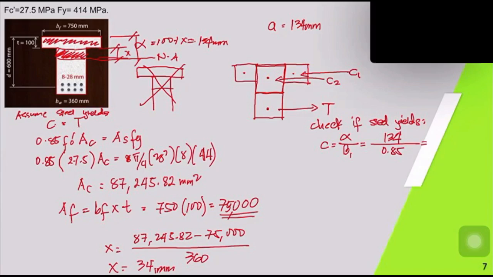Ilan ang C? 157.65. So Fs equals 600 minus C over C. What is D? 600 minus 157.65 divided by 157.65.